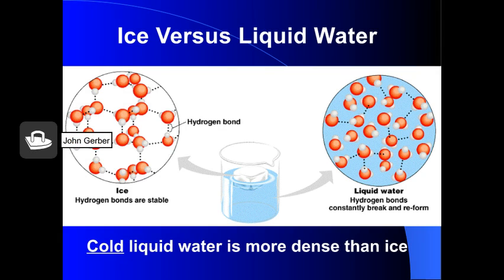Cold water is more dense than ice, so ice is lighter and floats in the water. This is because the crystalline nature of the ice expands and requires more space than the equal volume of water.